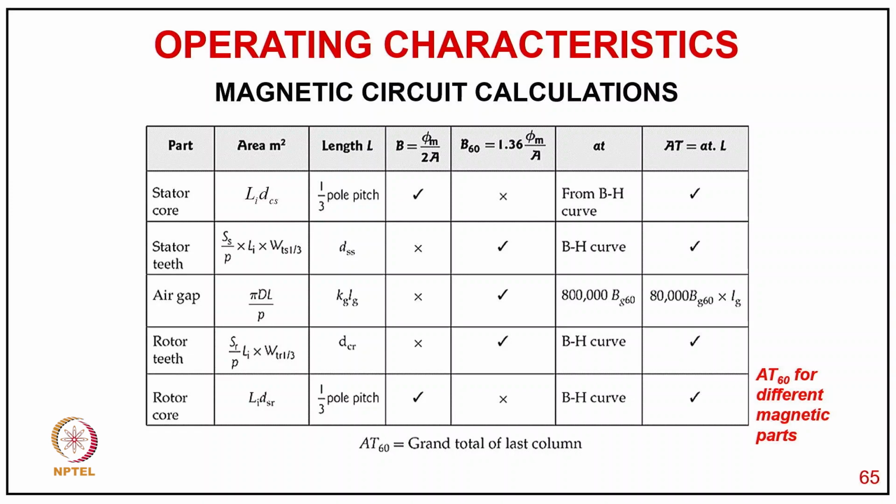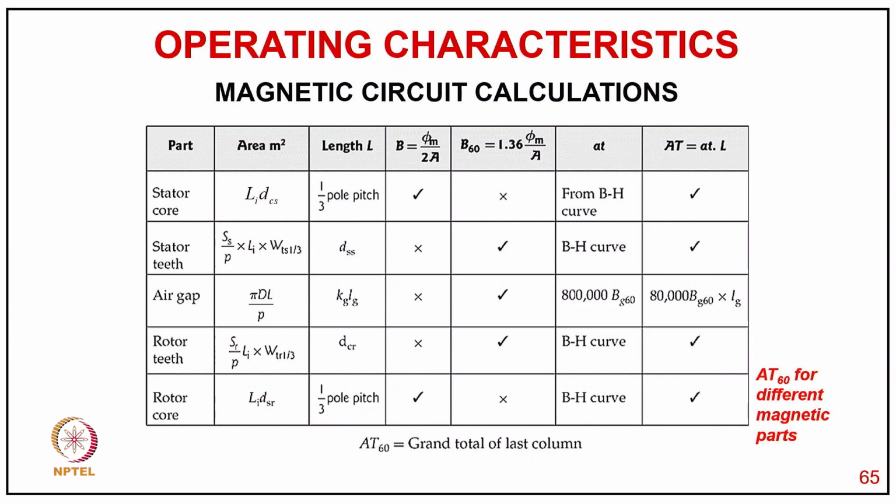So we can say for the stator core, we already got it, the area is Li into dcs, and the length is 1/3 of the pole pitch, and the small at from the magnetization characteristic we have to find out, and the total AT is at into L. Similarly for the stator teeth, we got the area Ass upon P into Li into W, and the length of the magnetic circuit is Dss, and then we got typically the at from the BH curve and got the total AT. Similarly for the air gap, the area is pi DL upon P, and the length is Kg into Lg, and we got typically 800,000 Bg60, that's 800,000 Bg60 into Lg, the total MMF, that is per unit MMF, per unit length of MMF.